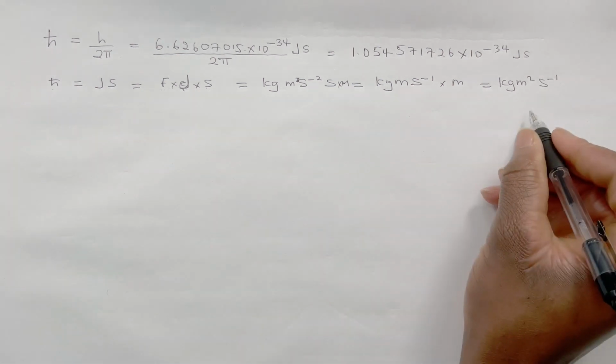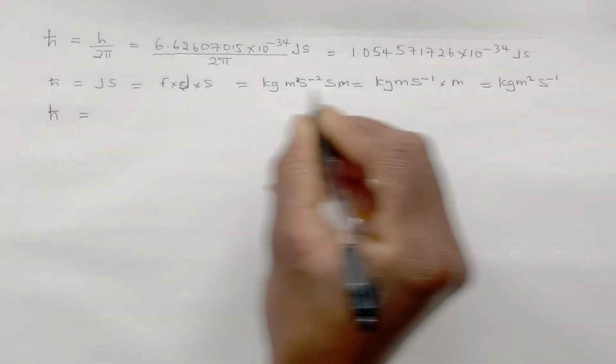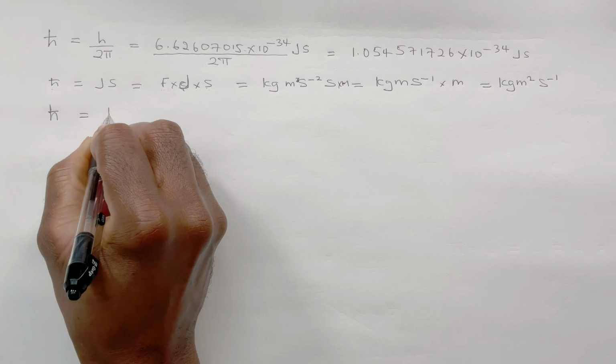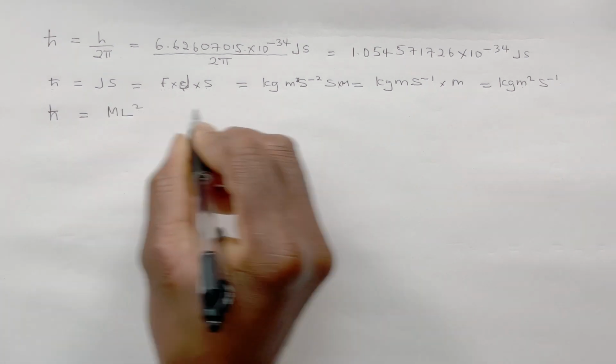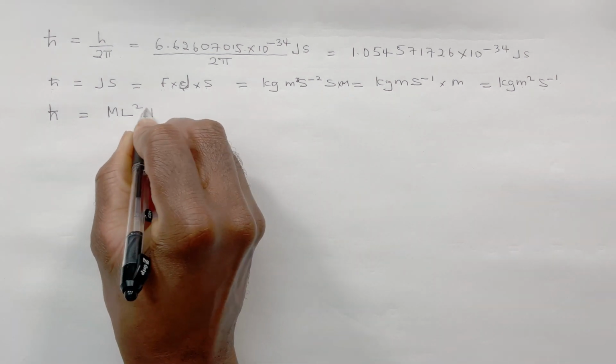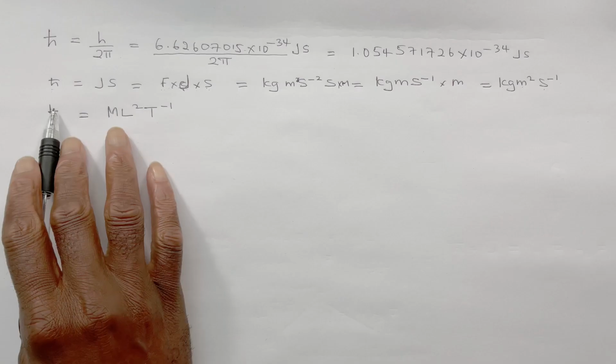And we can write this unit using dimensional analysis. So the h bar unit will be: kilogram is mass, so that'll be capital M. Meter squared will be length squared, L squared. Time will be T to the power minus 1. And that's the unit we need to use for h bar.